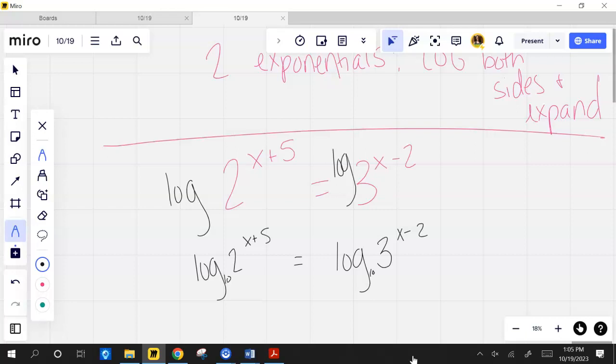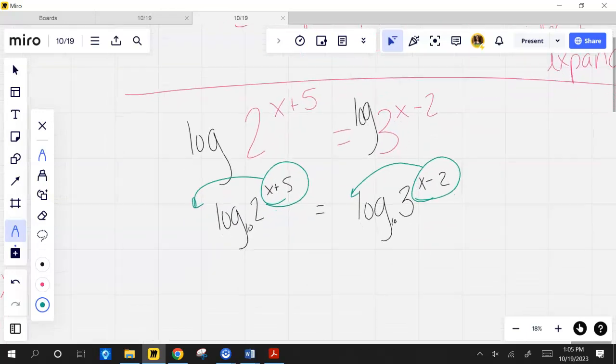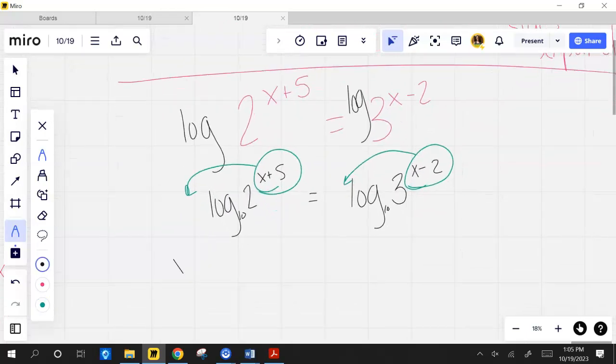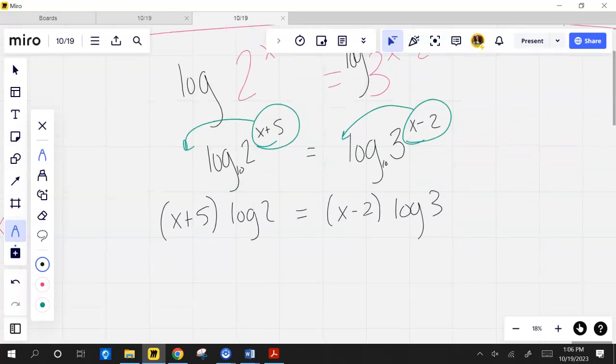And by expand it, what I mean is I'm going to take these and put them in the front. Okay? So I've got x plus 5 times log of 2 equals x minus 2 times the log of 3. Is this something I could solve now? Yes, it's going to take me a little bit of manipulation, but sure, I could do it, right? And in fact, what I'm probably going to do is I'm going to divide by log 2 and divide by x minus 2.